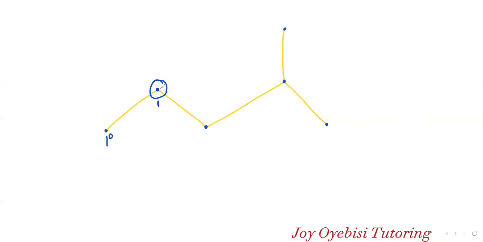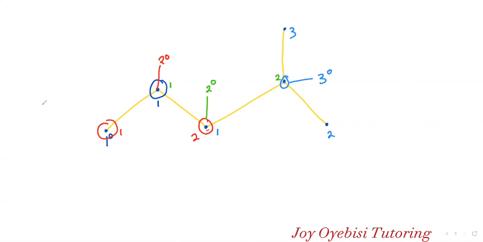Now, this number 1 carbon is connected to only this carbon and this one. So it's connected to 1 and 2. So this makes it a secondary carbon. This one here is connected to 1 and then 2. That makes this one a secondary carbon. Then this one here is connected to 1, 2, and 3. That makes this one a tertiary carbon.